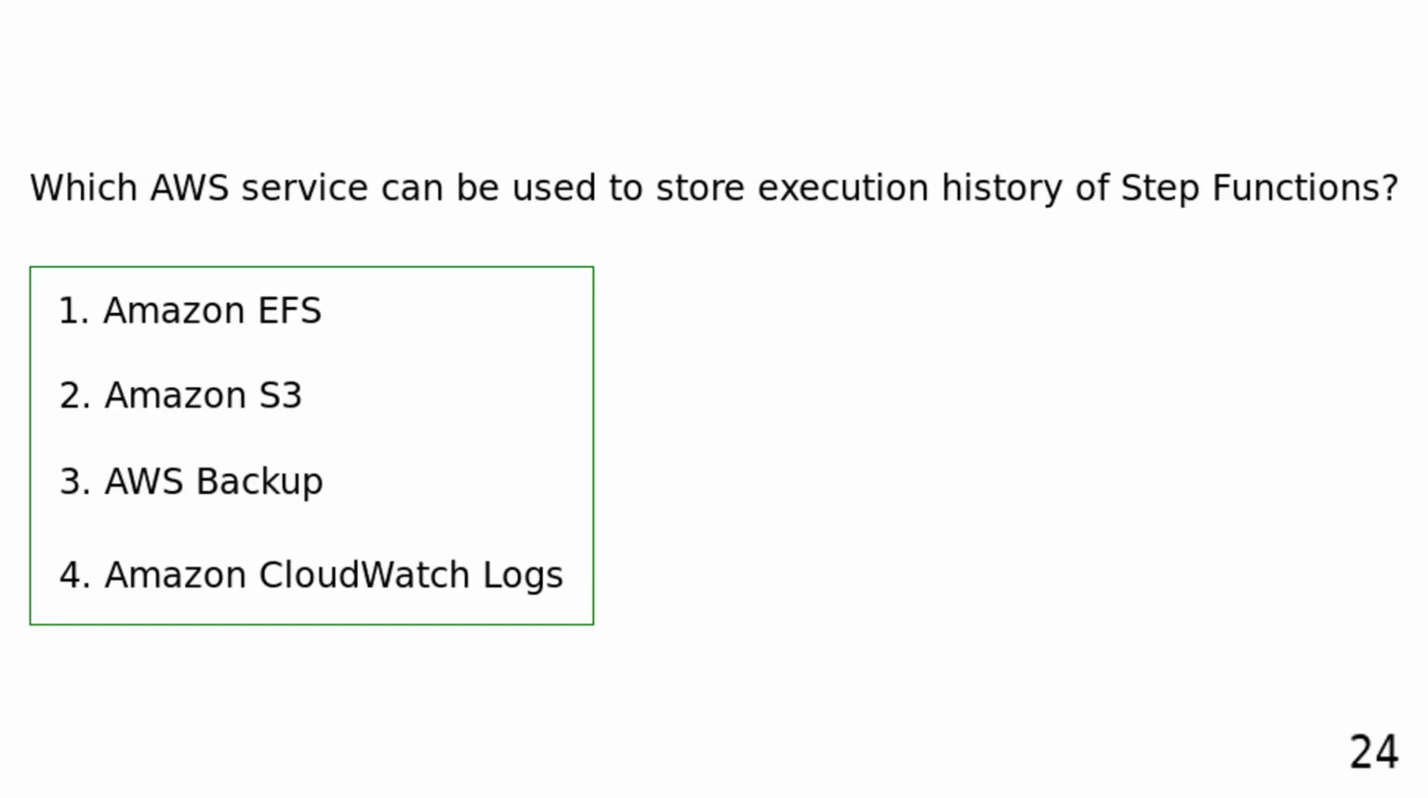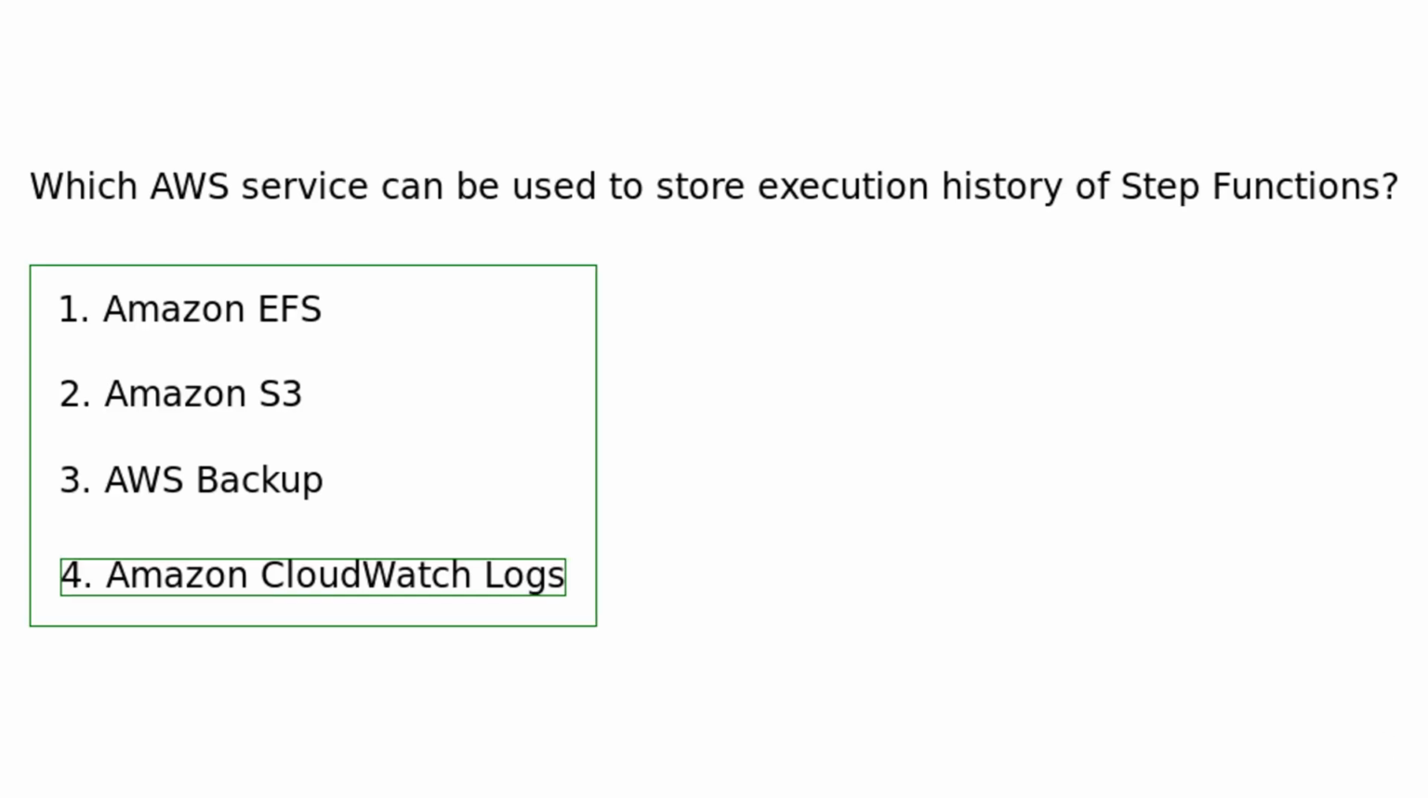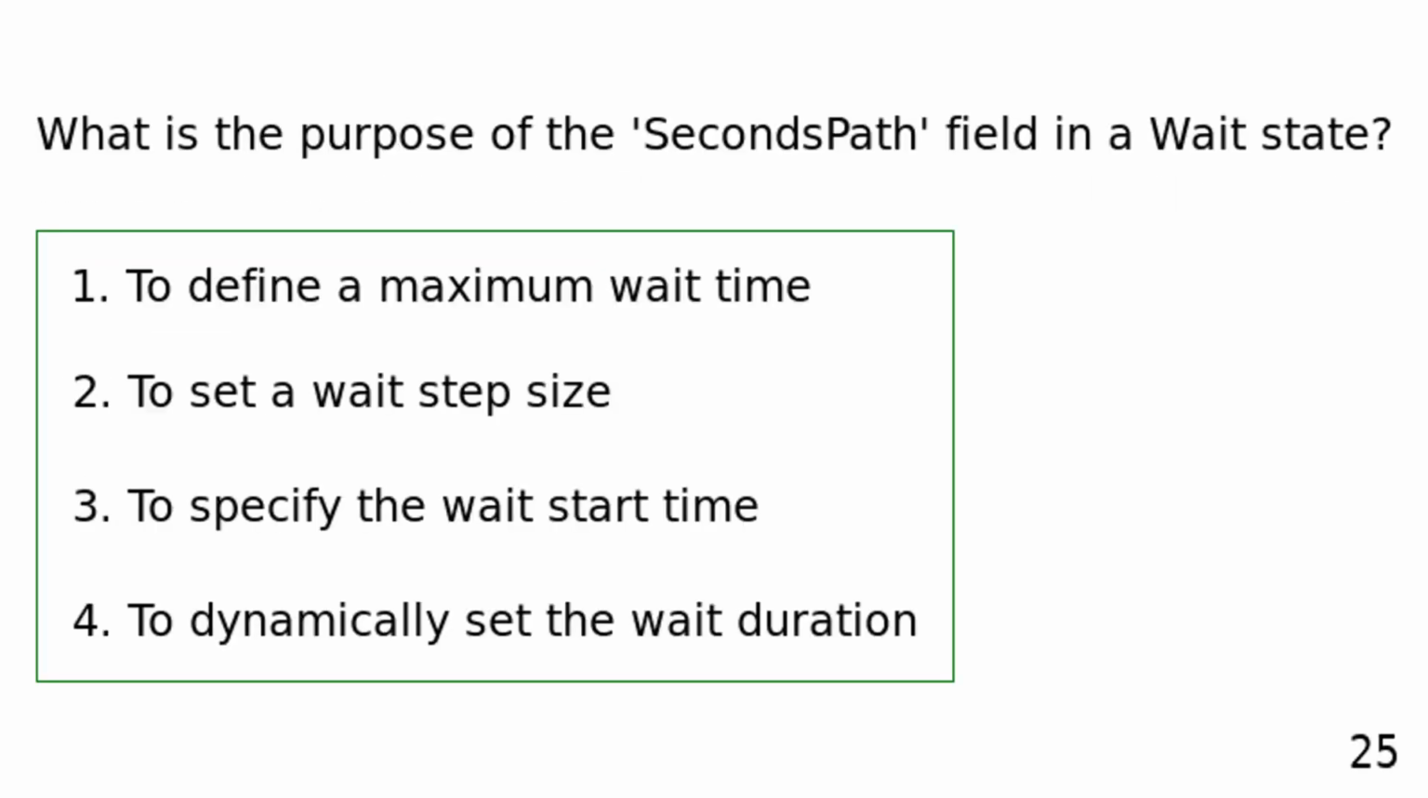Which AWS service can be used to store execution history of step functions? Amazon EFS, Amazon S3, AWS Backup, Amazon CloudWatch Logs. Amazon CloudWatch Logs is used by AWS Step Functions to store execution history, providing a detailed record of each state transition and task outcome.